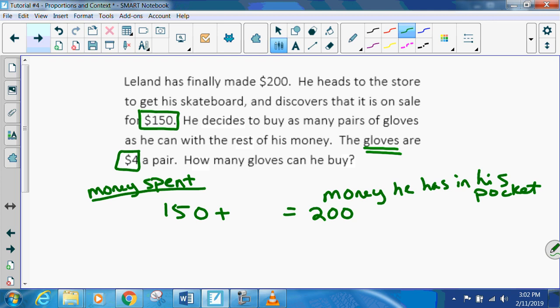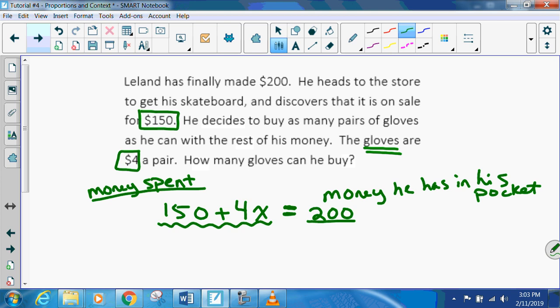So we know that the gloves cost $4 a pair, but we don't know how many pairs he's going to buy. And when we don't know, we use X. So on the right side, money he has in his pocket. On the left side, the money he's going to spend. I know they're very similar. If you can think of different words to differentiate that, but the whole point of what I'm trying to get across to you is the equal sign should separate two different ideas. In this case, money he has to spend and money he's actually going to walk in and spend to buy things.